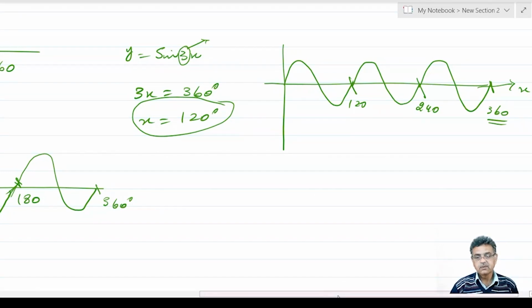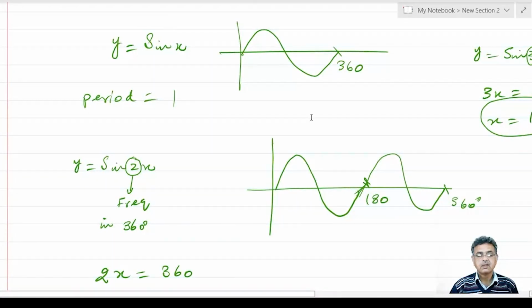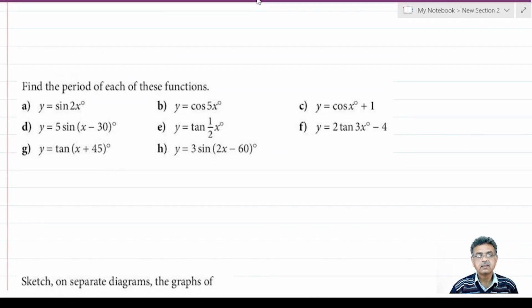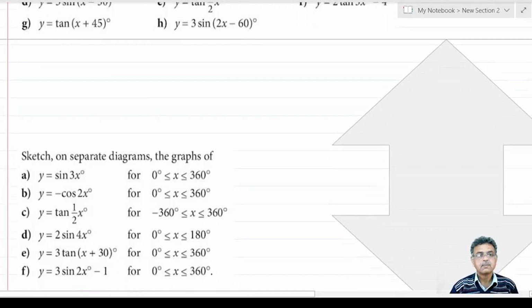Okay, now there are a few more examples. Let's look at them. Here, these few things are given.